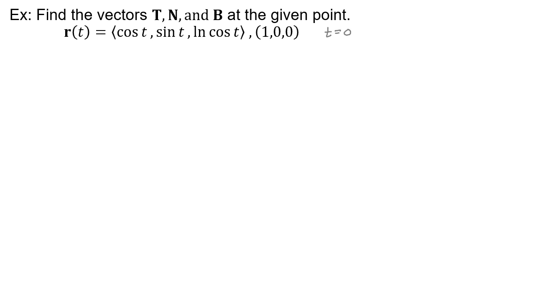Starting with the T's. And just like I mentioned before, you got to do at least this one in a generic version so that we can figure out what it is for the product rule to find the N, if need be. So the formula is the derivative of the vector r divided by the magnitude of the derivative of the vector r.